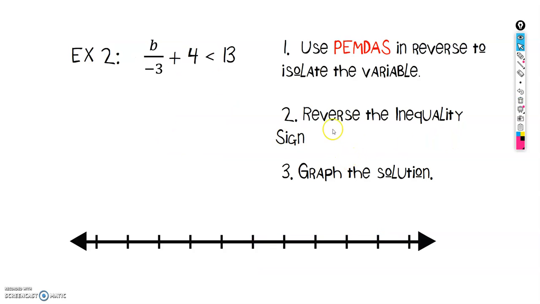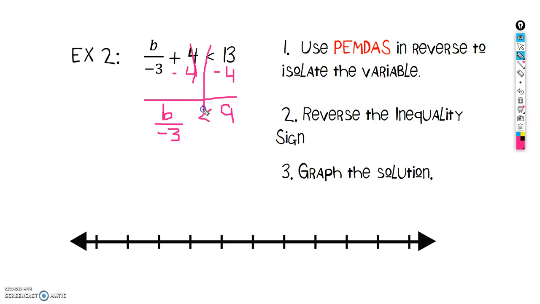Let's go ahead and try another one. We'll use our PEMDAS in reverse just like what we did. Draw your wall. This time I'm going to subtract 4 here. PEMDAS in reverse, subtract 4 here. 13 minus 4. What do you guys think? And I'm going to also bring down my inequality sign again, just as it's written. So 13 minus 4 we decided was 9. These cancel. So I have b over negative 3 is less than 9.